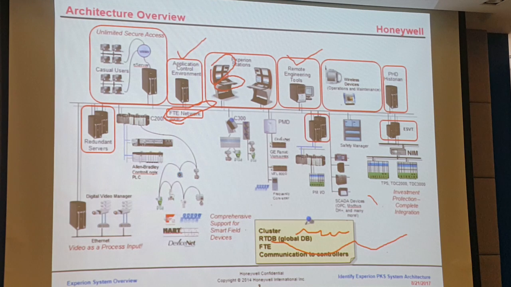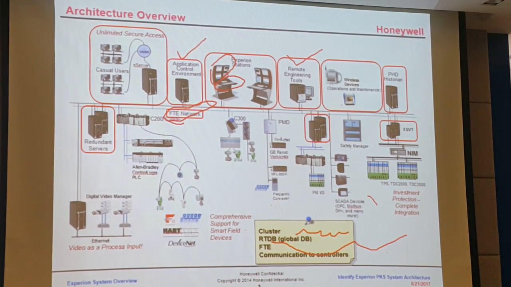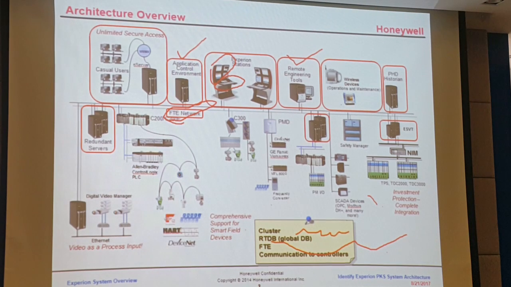On the far end of the diagram, we have the PHD historian. PHD stands for Process History Database. This is an application that runs on a separate machine. It also allows history collection for large amounts of data from many sources, including Experion, for a very long period of time.